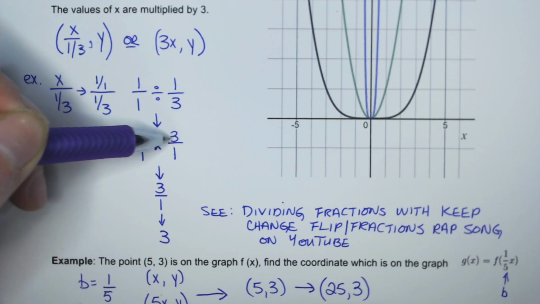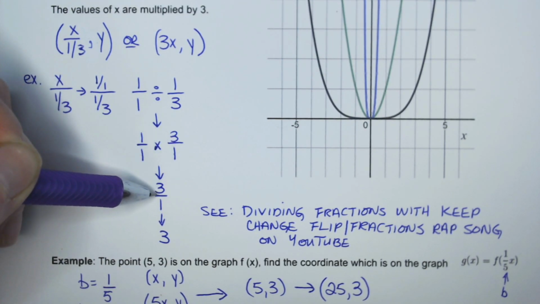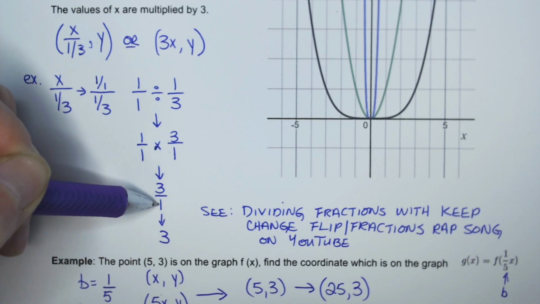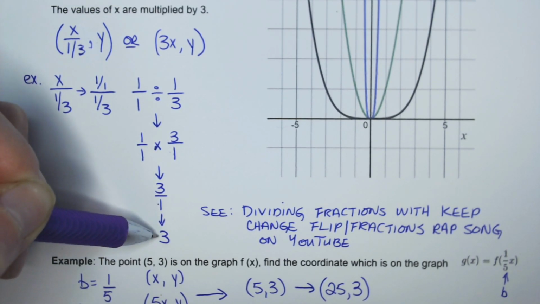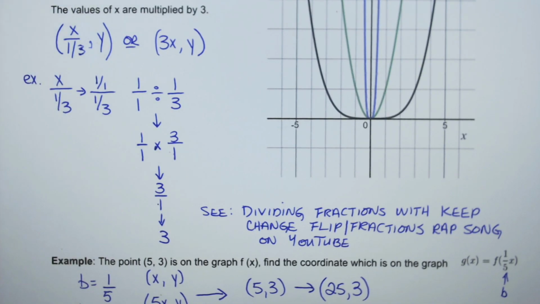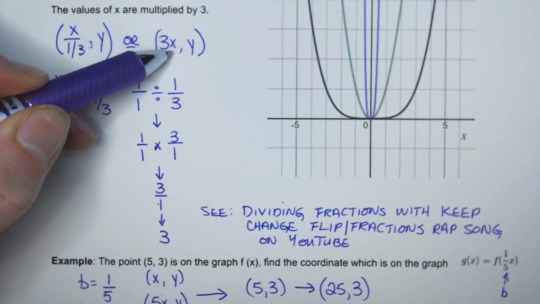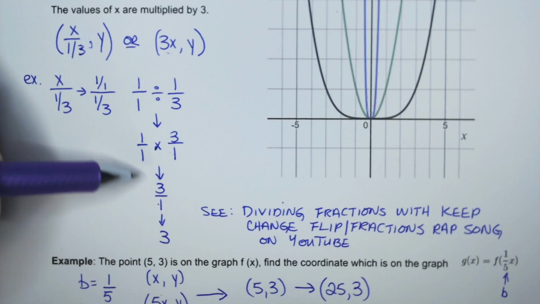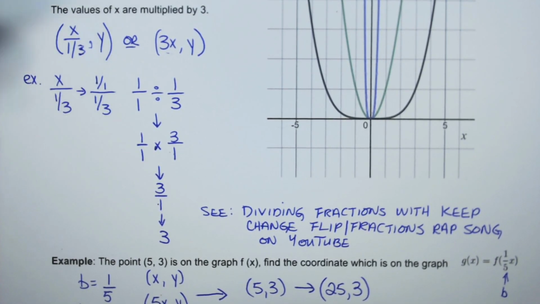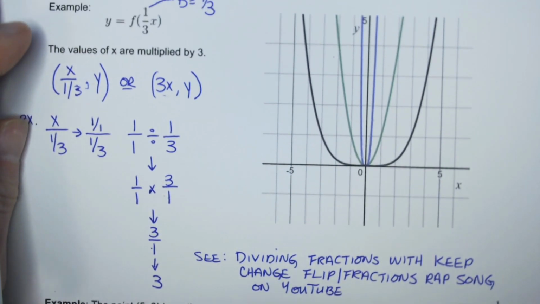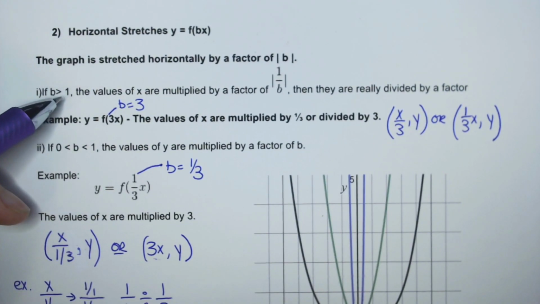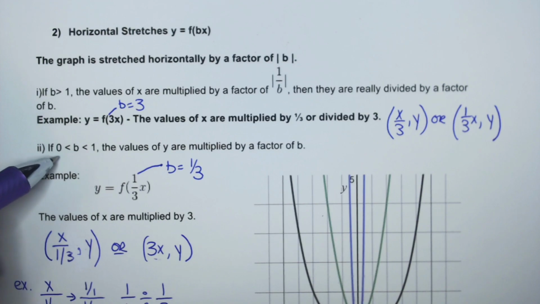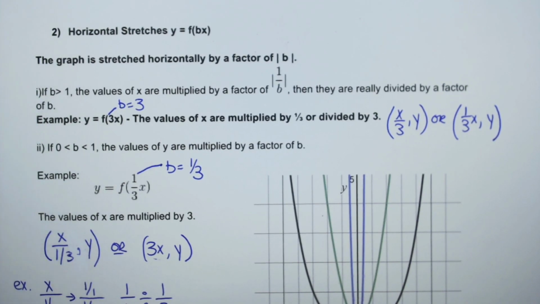Now you just multiply across. 1 times 3 is 3. That gives you that number there. 1 times 1 is 1. And then, of course, 3 divided by 1 is 3. So if you're wondering why it's changed to this, this is the reason behind it. But if you just remember the rules that are given further up here, if b is greater than 1, divide by the factor. If b is between 0 and 1, multiply by it, then you would be successful.